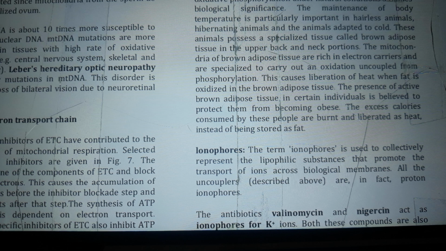This causes liberation of heat, where fat is oxidized in the brown adipose tissue. The presence of active brown adipose tissue in certain individuals is believed to protect them from becoming obese. The excess calories consumed by these people are burnt and liberated as heat instead of being stored as fat.